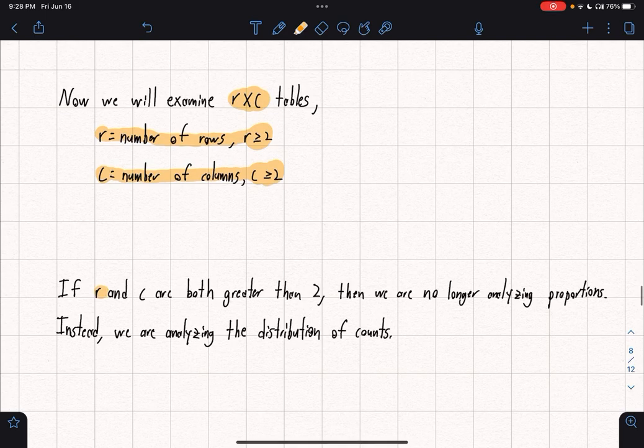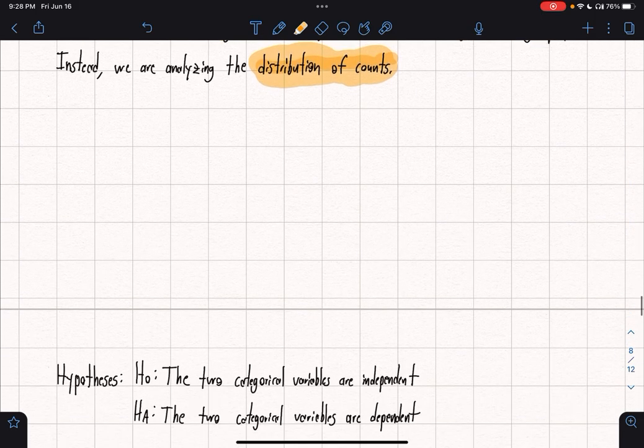If R and C are both bigger than 2, then we are no longer analyzing proportions. Instead, we're now analyzing the distribution of counts. We don't really have proportions anymore because we have too many cells, too many rows and columns. We're now just looking at the distribution of counts. That's the biggest difference here.